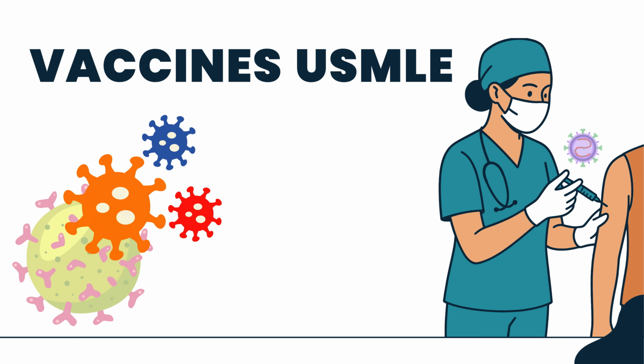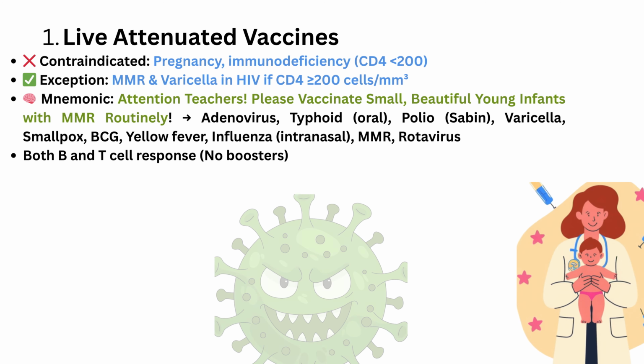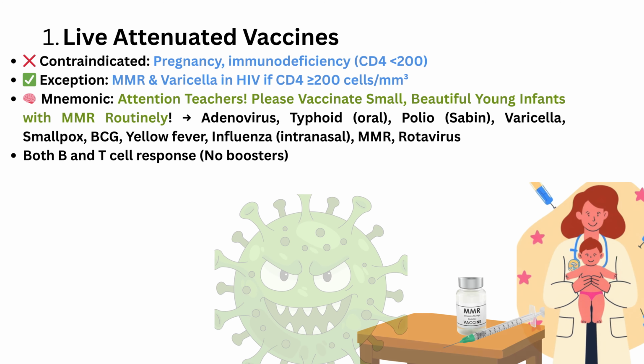So let's begin with live attenuated vaccines. Live attenuated vaccines are weakened, but still living organisms. Because they are alive, they can replicate inside the body. And because they replicate, they create a very strong immune response. You get activation of both B cells and T cells. And because the immune response is so strong, you usually don't need frequent boosters. Sounds great, right? But here's the catch.